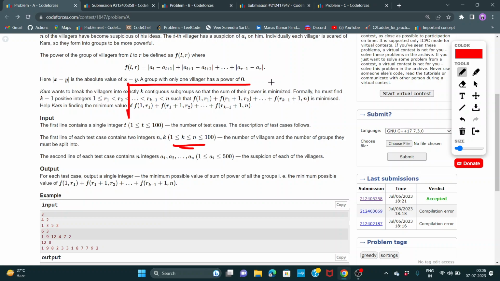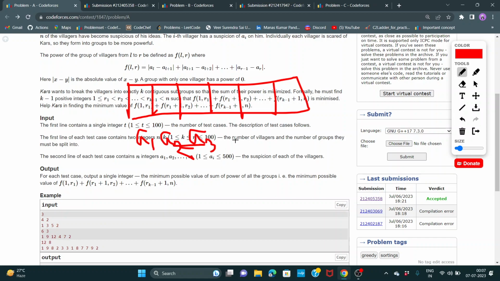You have to observe one thing while I am making one group. Let's suppose this is a1, this is a2, this is a3, this is a4, this is a5, and this is a6.